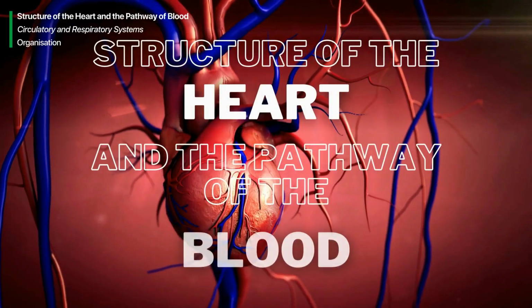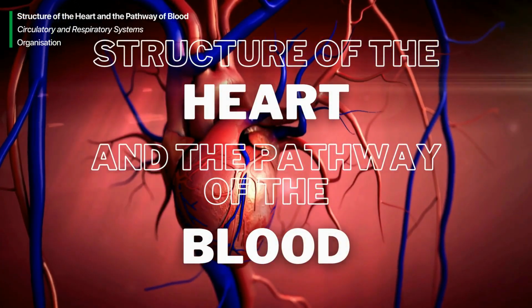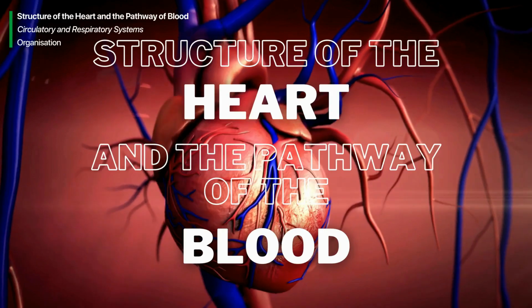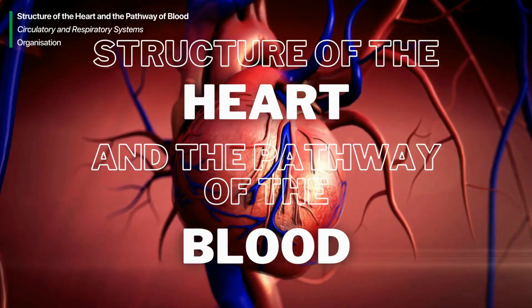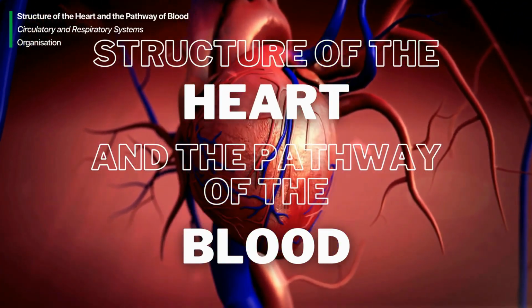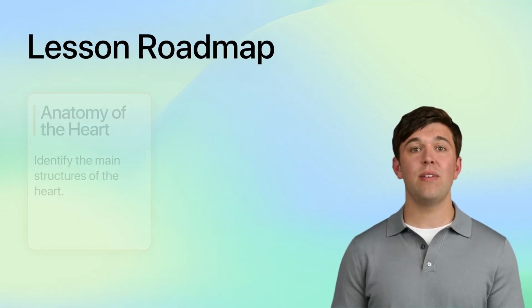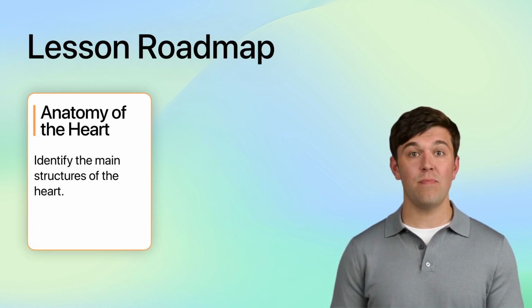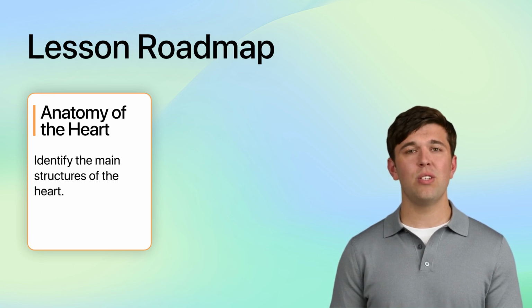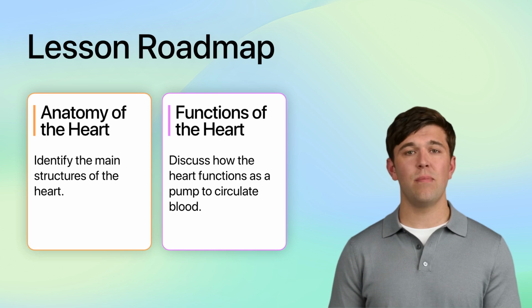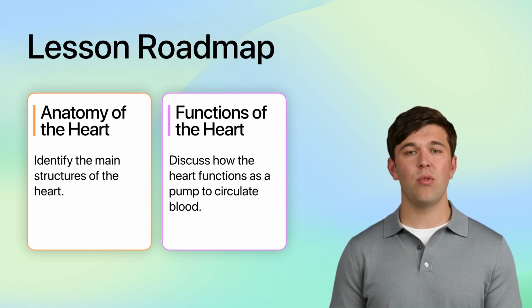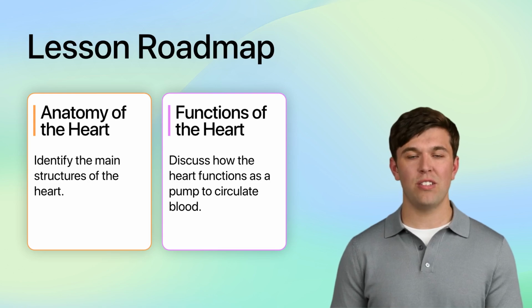Welcome to today's lesson on the structure and functioning of the human heart, where we will explore how this organ works and understand the intricate process of blood circulation through it. Today, we will examine the anatomy of the heart, identifying its main structures such as the atria, ventricles, valves, and major blood vessels. We will also discuss how the heart functions as a pump to circulate blood, ensuring oxygen and nutrients are delivered throughout the body while removing waste products.